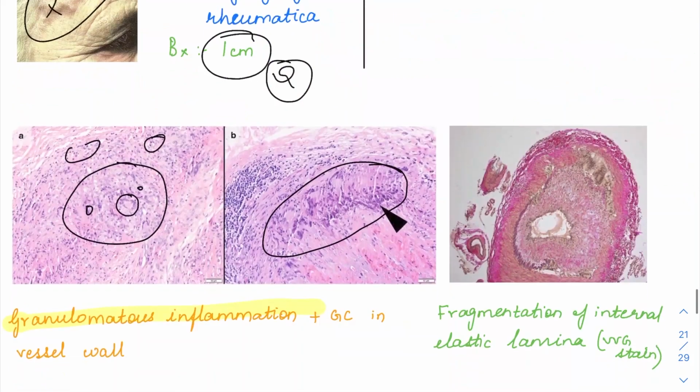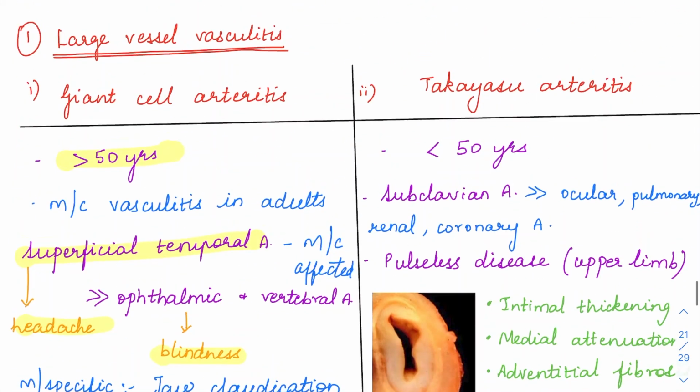You can also see fragmentation of the internal elastic lamina. It will be stained by the VVG stain, Verhoeff-Van Gieson stain, which will stain the elastin. Here this is the internal elastic lamina, but here it is becoming discontinuous. This fragmentation is what we see in giant cell arteritis.